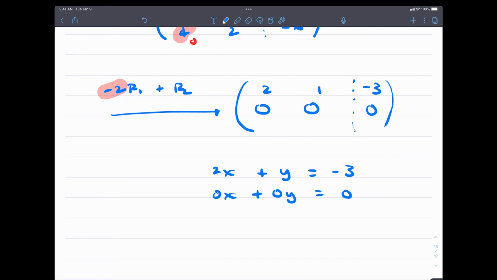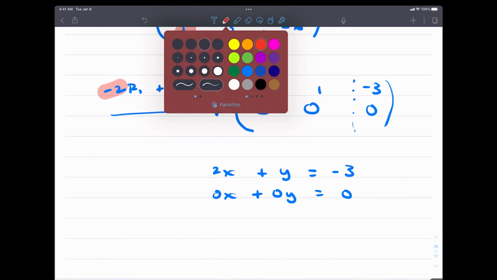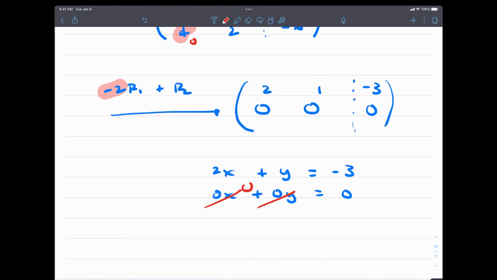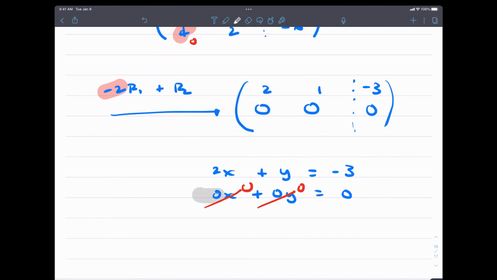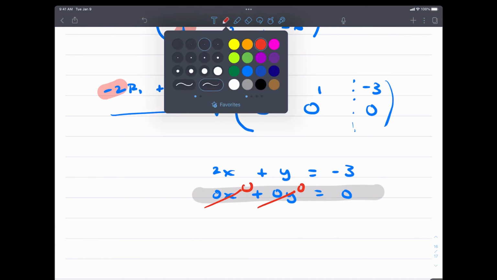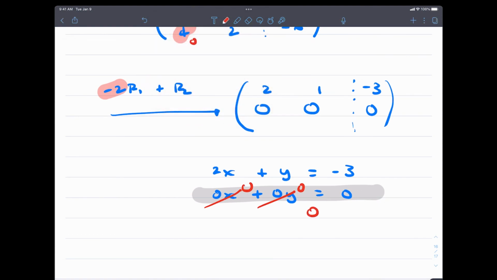You know what this means? What's 0 times anything? 0. And this is 0. So the second equation, this whole thing is really the statement of what? 0 equals 0, ladies and gentlemen.